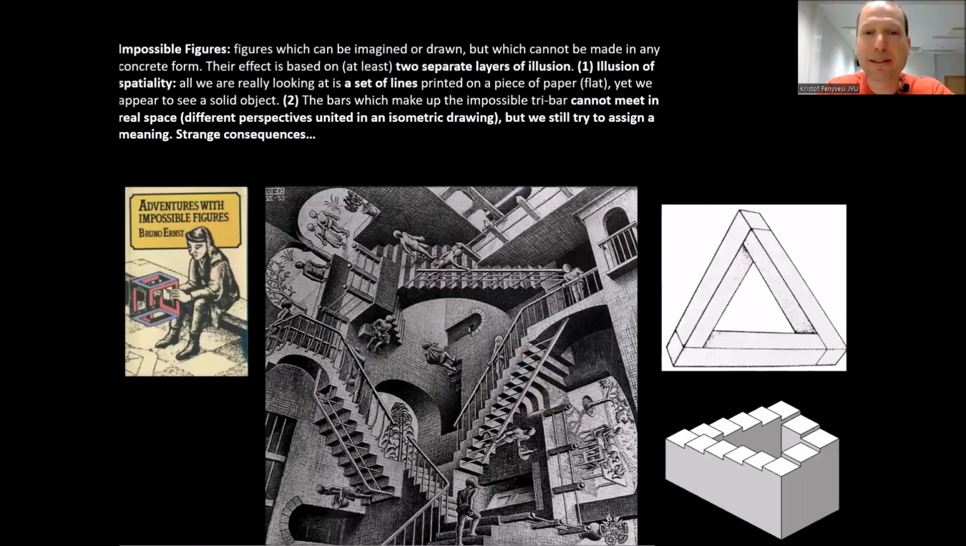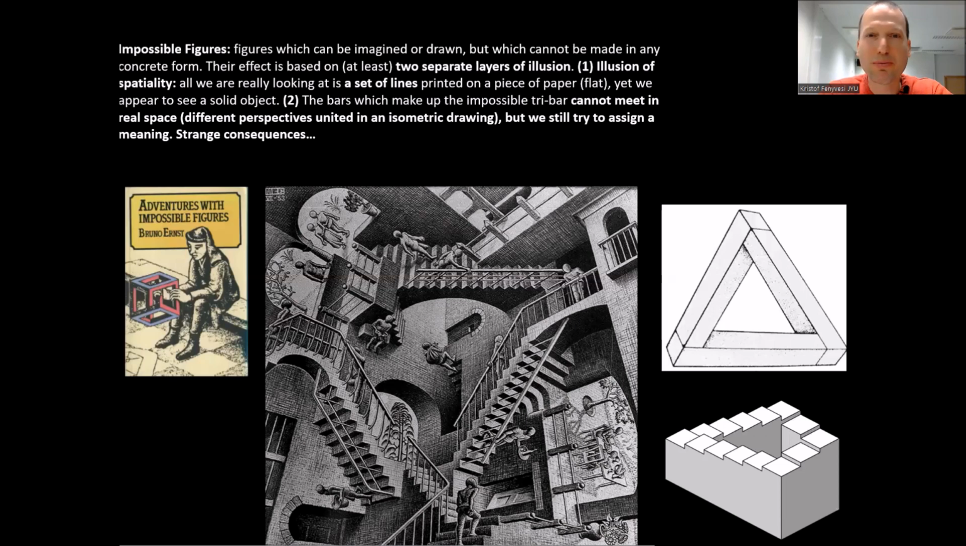First of all, what is an impossible figure? Impossible figures can be imagined or drawn, but cannot be made in any concrete form. Their effect is based on two separate layers of illusion. Illusion of spatiality. All we are looking at is a set of lines printed on a piece of paper, which is flat, yet we appear to see a solid object.